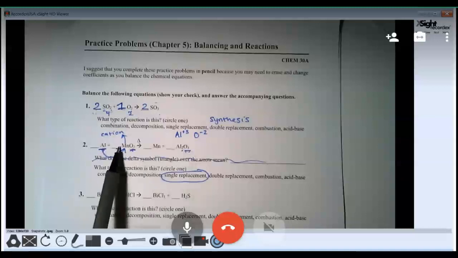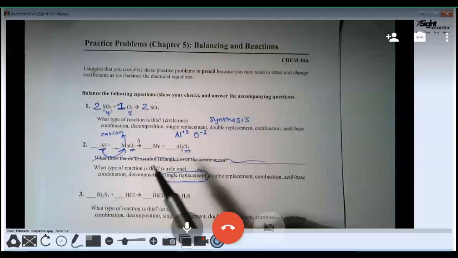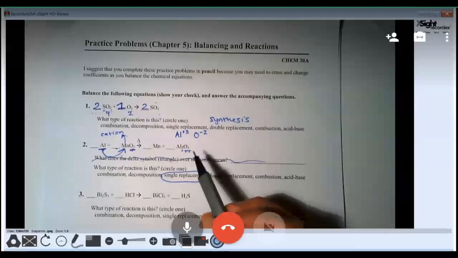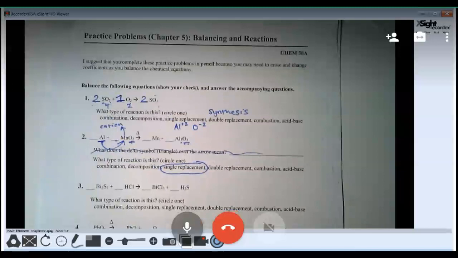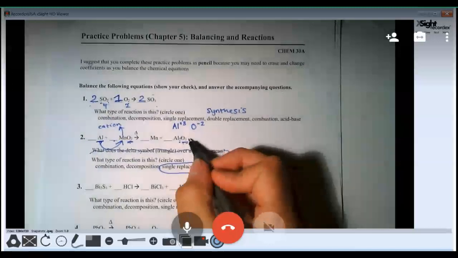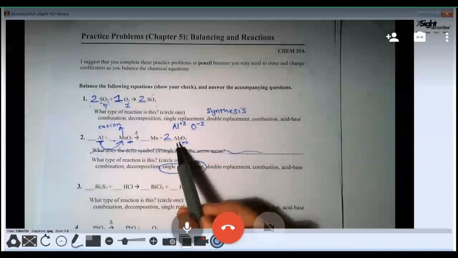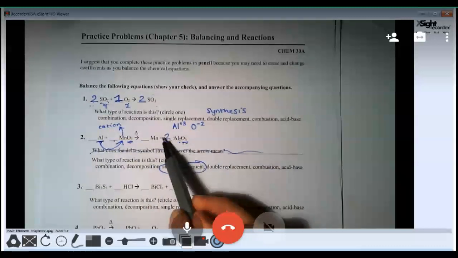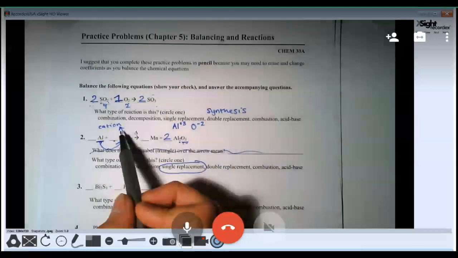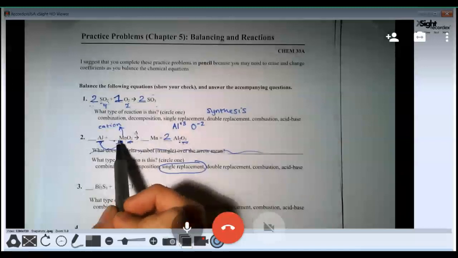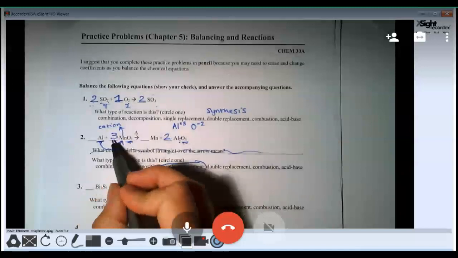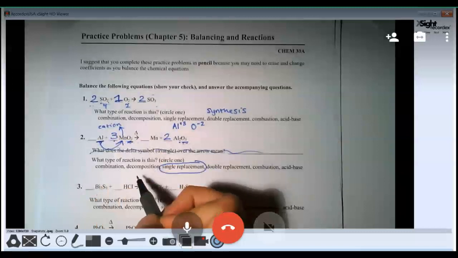I'd have to put 1.5 over here to correct for the number of oxygens. And we can't do that because our coefficients have to be a whole number. So I know that the first thing I'm going to do here is I'm going to make an even number of oxygens by putting a 2 in front of Al2O3. So now I have 6 oxygens, and I can put a number in front of this over here. I can put 3 to make 6 oxygens on the reactant side.